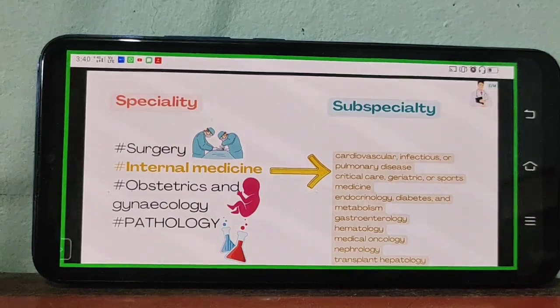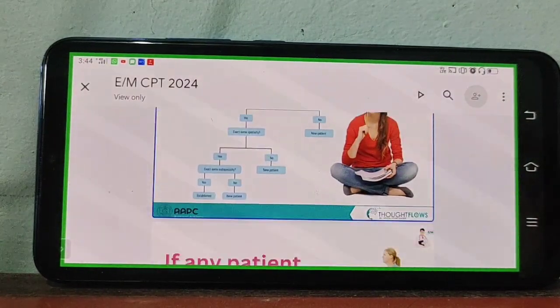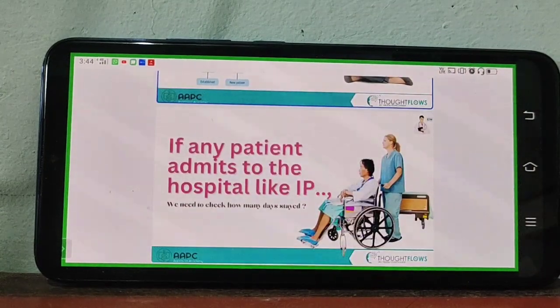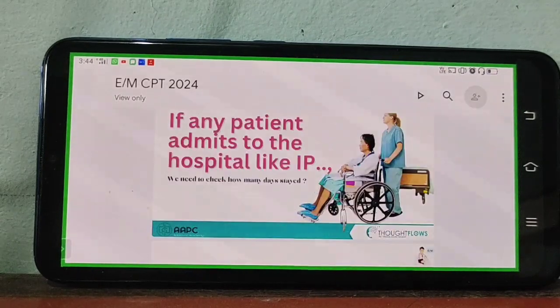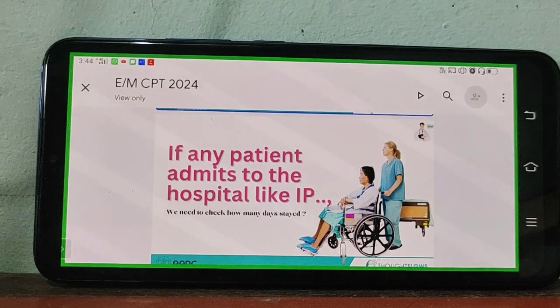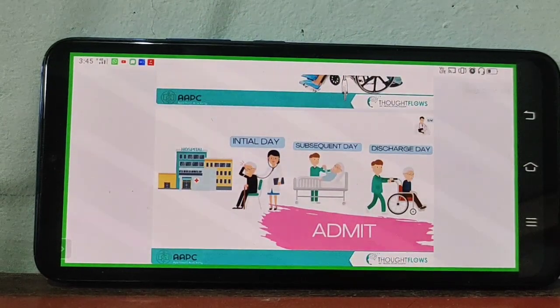Because it is present in our CPT. Now, usually for OP, we have a classification of new patient and established patient. OP means nothing but outpatient. So suppose a patient is going to meet the doctor in OP, we have a classification of new patient and established patient. Suppose the patient is admitted into the hospital, we have 3 classifications.